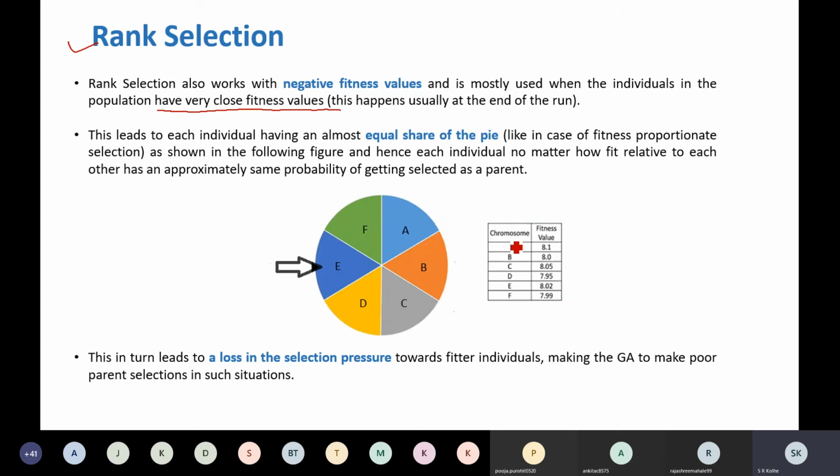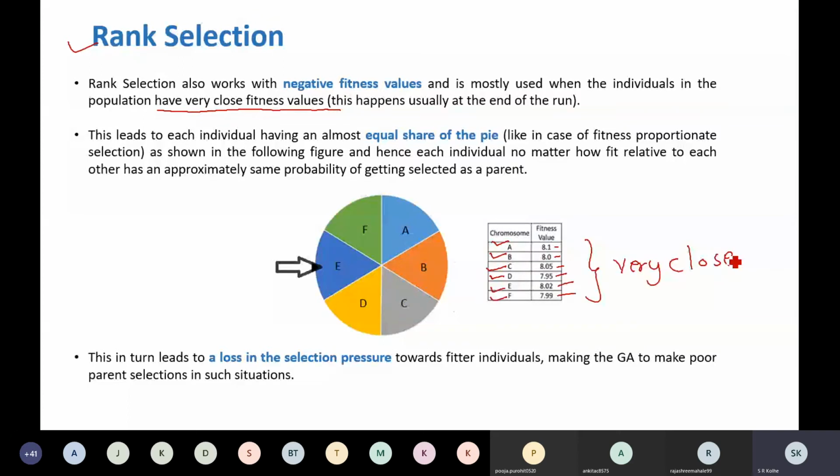Rank selection has to be used when the fitness values are very close. For example, suppose chromosome A has fitness value 8.1, B has fitness value 8, C has 8.05, D 7.95, E 8.02 and F 7.99. So you will find out all these values are very close.